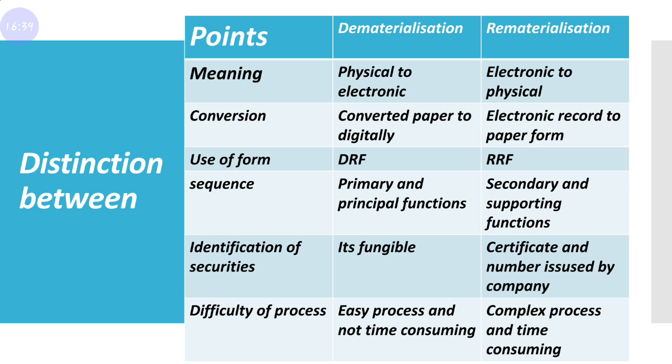Last one, difficulty of process. Now in demat it's a very easy process. Nowadays we are seeing everything has gone online easily. With a click of a button you can order anything, you can place an order for your food, cake, dresses, electronic items, anything you want. It's so handy, it's a simple process and it's not time consuming. It saves lots of time.